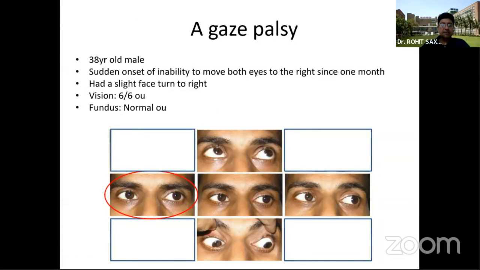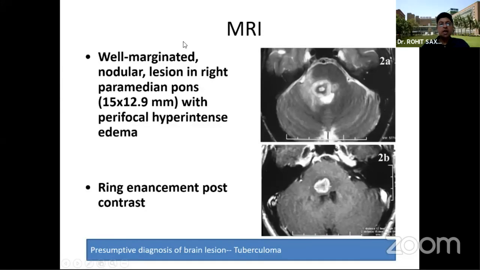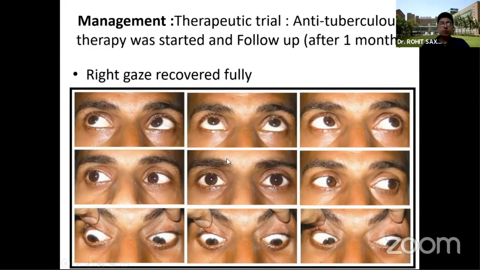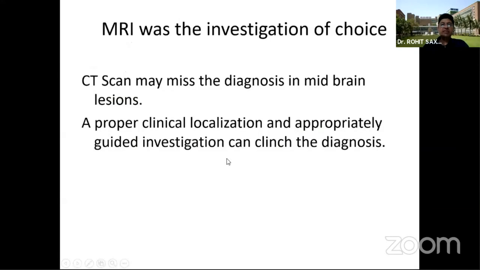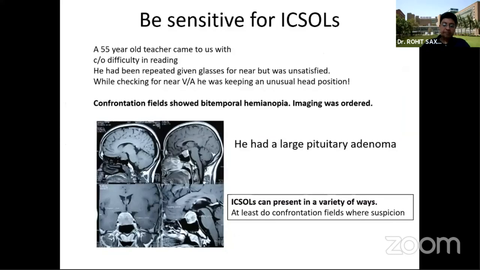And finally, a gaze palsy, a patient with a right-sided gaze palsy. He had a normal CT scan done outside, but clinically, looking at the gaze palsy, we did an imaging. You can see that there was a lesion picked up on the MRI in the paramedian pontine region, missed on the CT because CT cannot image that region well. So post ATT therapy, you can see the patient improved, and CT may miss these diagnoses. So essentially to say, imaging is essential; localize and inform your radiologist what you require them to look for. Thank you very much.